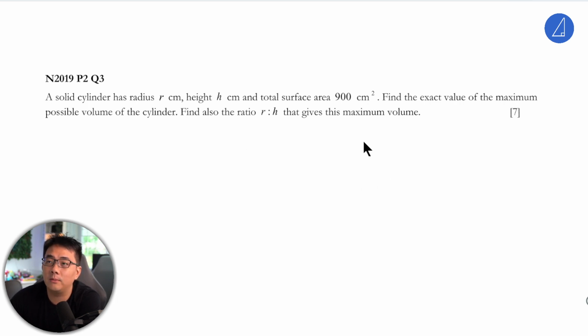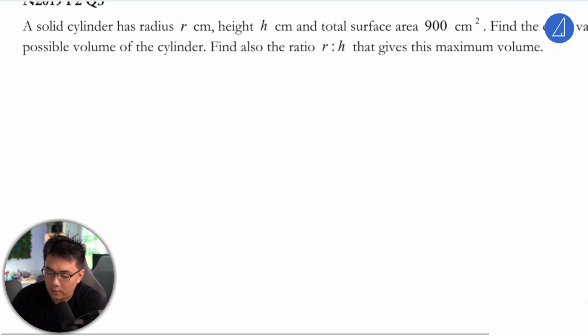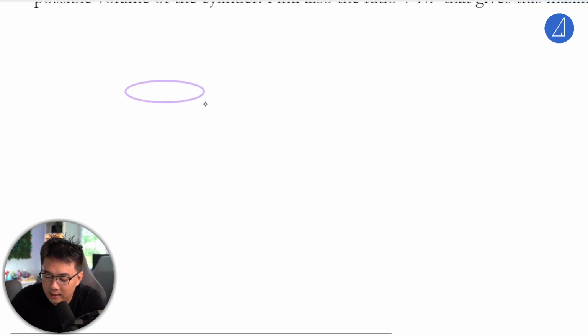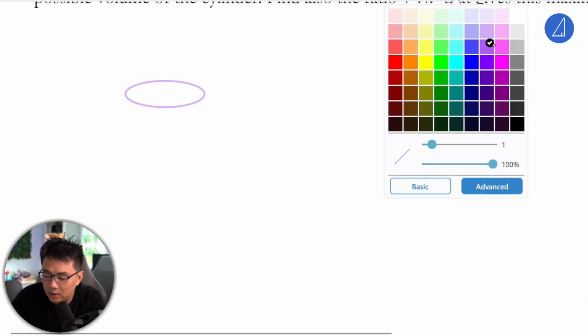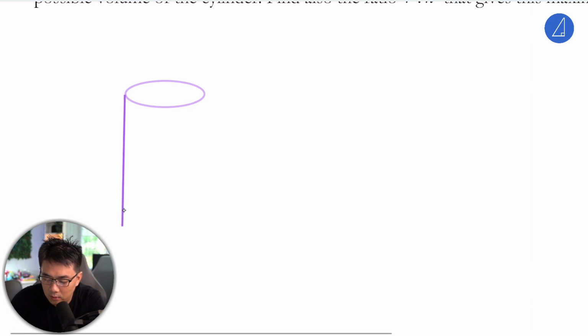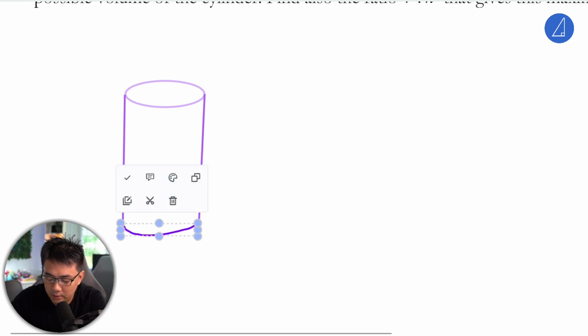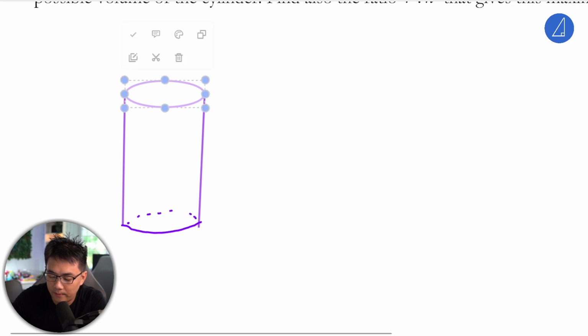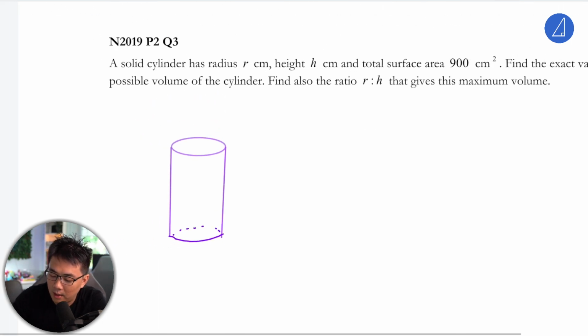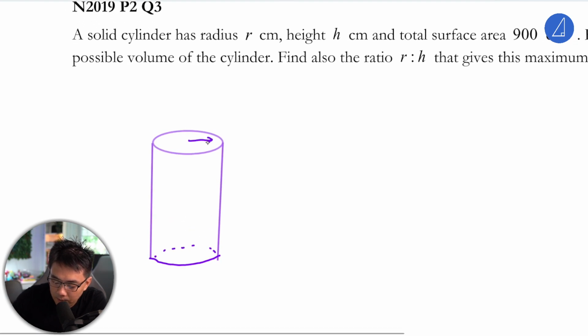Okay, maximum volume. Let's look at how we can do this proficiently. The idea here is fairly straightforward in the sense that you need to be able to tell there are two variables, and there's a fixed condition here which can relate both of them. These are important concepts. The variables here are the r and the h.